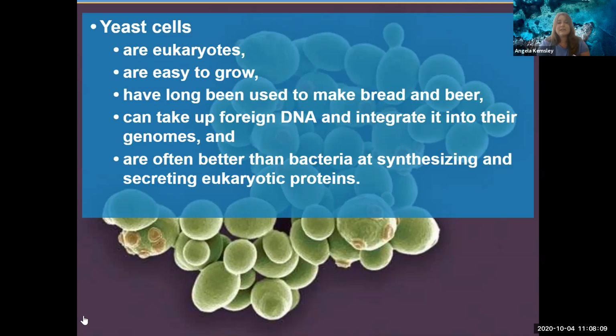Humans are real good at making bread and beer. Yeast can also take up foreign DNA and integrate it into their genomes. And they're actually often better than bacteria at synthesizing and secreting eukaryotic proteins, which again makes sense because they're eukaryotes and bacteria are prokaryotes. So it makes sense that yeast would be better at taking up and synthesizing eukaryotic proteins.